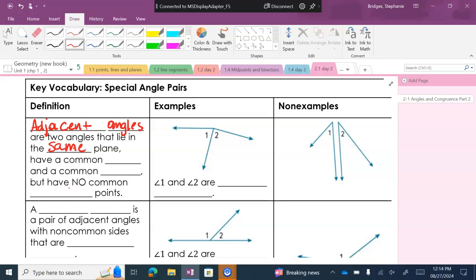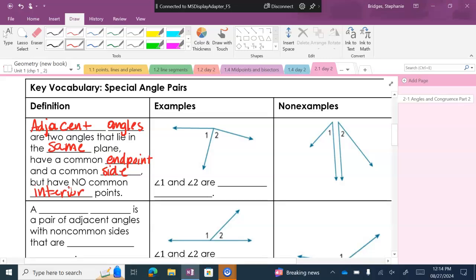Okay. They have a common endpoint and a common side, but they have no common interior points. Okay. Adjacent angles are two angles that lie in the same plane. They have a common endpoint, a common side, but have no common interior points.